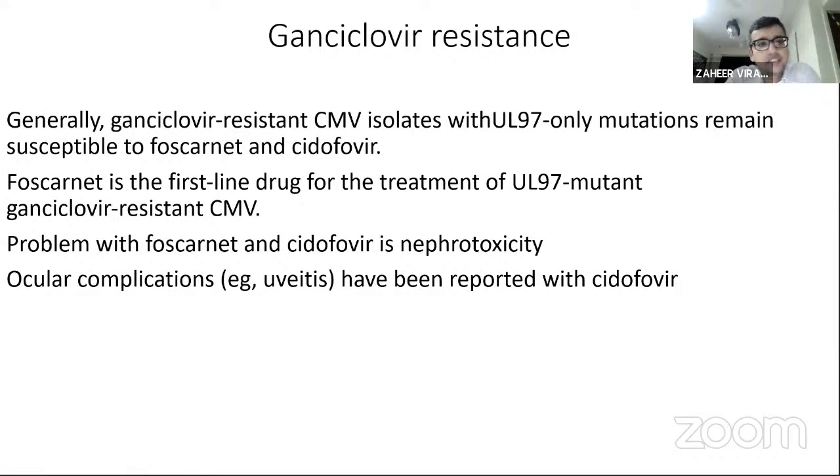So like I mentioned, most of the resistance is in UL97, and therefore they remain susceptible to foscarnet and cidofovir. And foscarnet is the first line therapy if it's available, and if one gets it, then one can go ahead and give it. Both are nephrotoxic, but cidofovir is also known to have ocular complications.